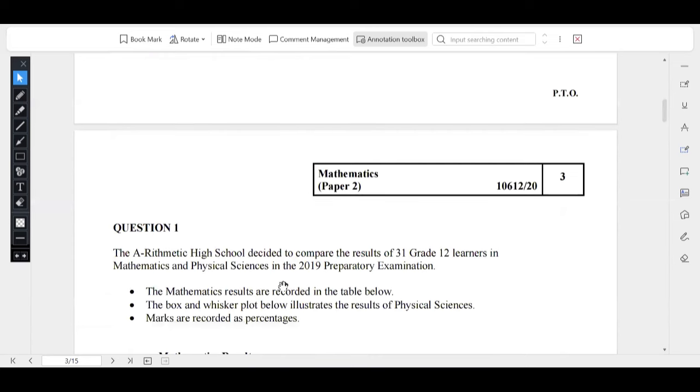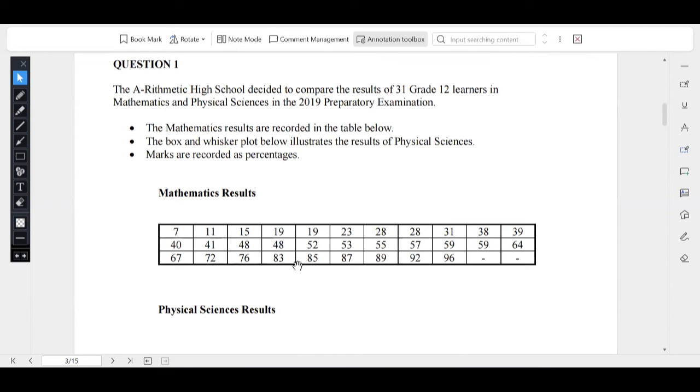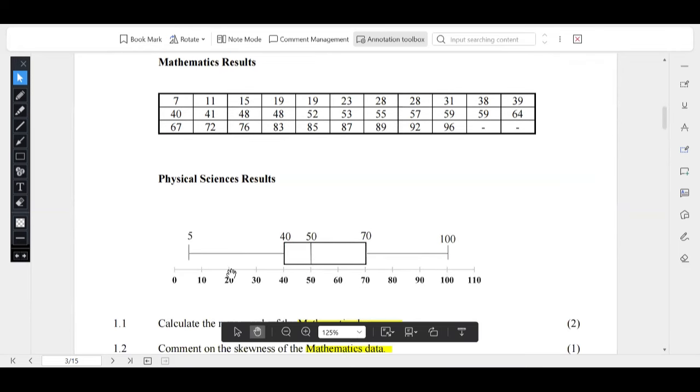So now we have our question one, and we know that we are starting with one variable stats. It says the Arithmetic High School decided to compare the results of 31 grade 12 learners in mathematics and physical sciences in the 2019 preparatory examination. The mathematics results are recorded in the table below. The box and whisker plot below illustrates the results of physical sciences, and marks are recorded as percentages. So as we can see, the mathematics results are recorded in a table, while the physical sciences results are recorded on a box and whisker diagram.